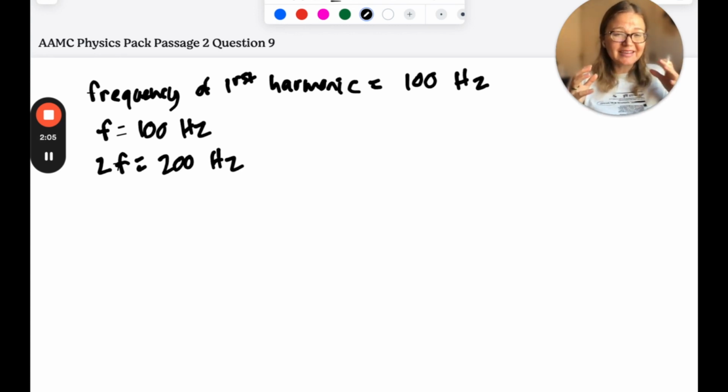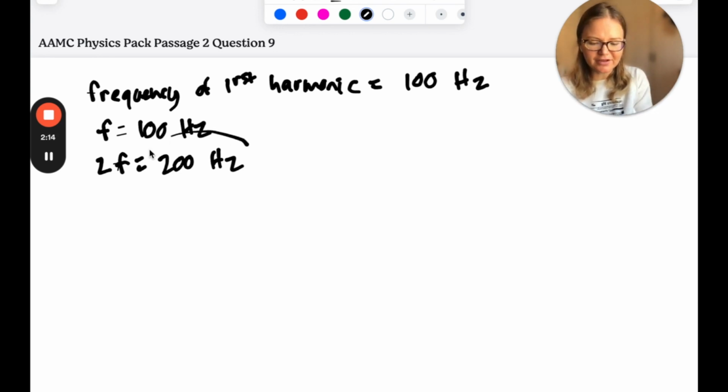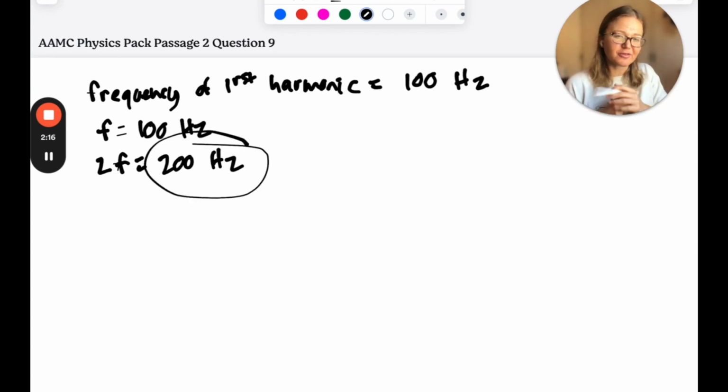So this is a classic MCAT question in the sense that they give you the frequency of something and they ask you about the period of something else. So a lot of students are tempted to stop here and be like, oh, the answer is 200 hertz, right? But they're not asking for frequency, they're asking for period.